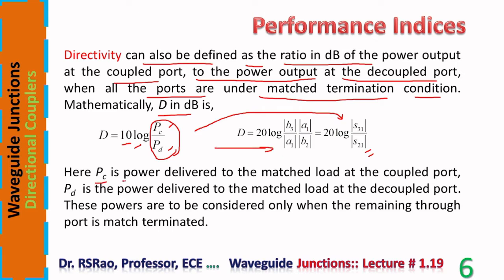Here PC is the power delivered to the matched load at the coupled port. PD is the power delivered to the matched load at the decoupled port. These powers are to be considered only when the remaining ports are matched terminated.